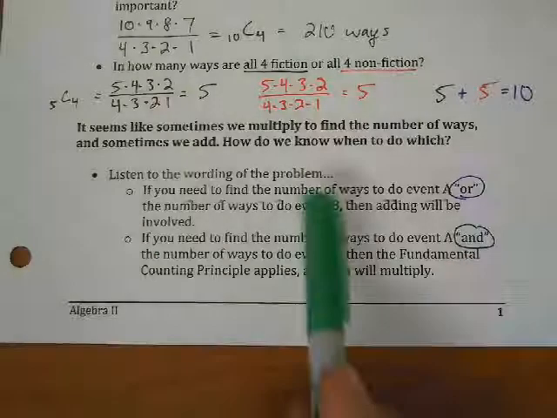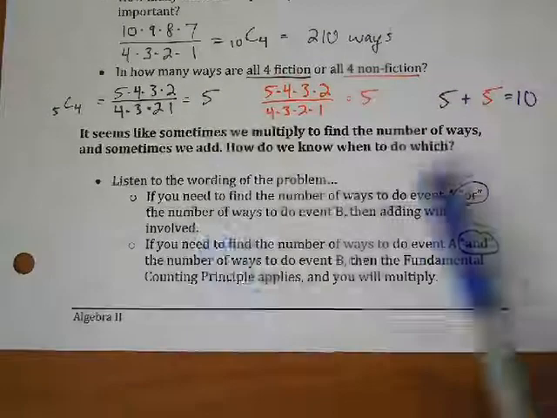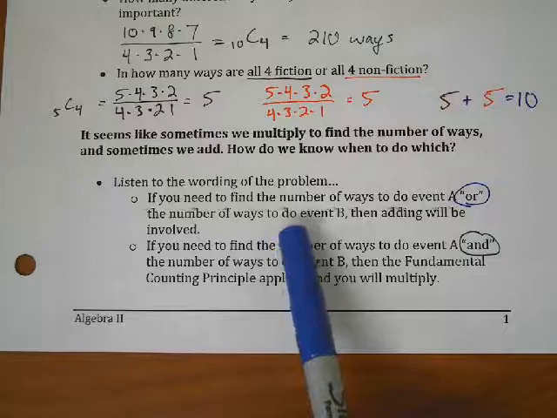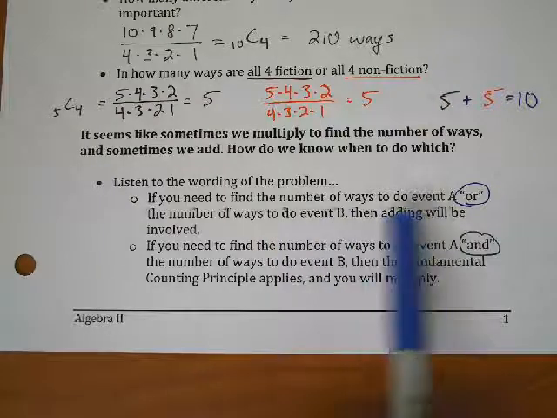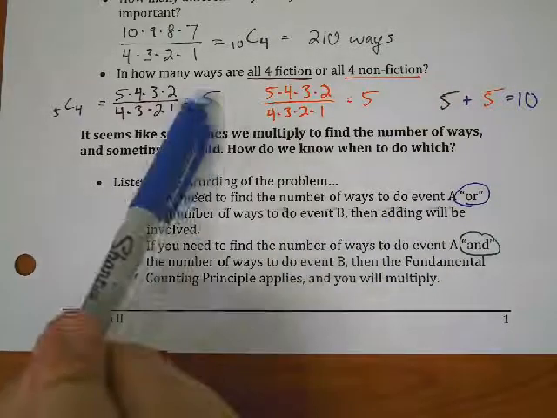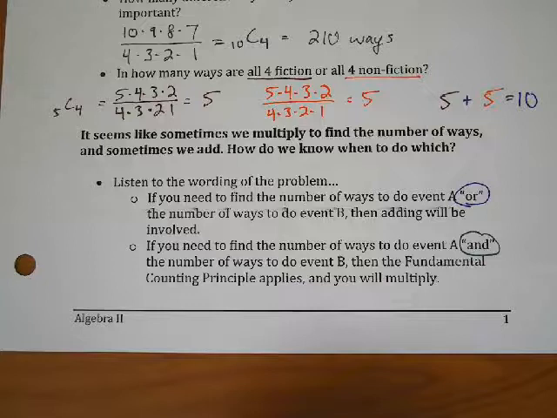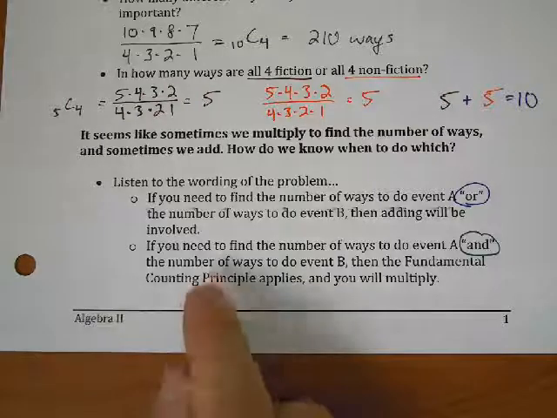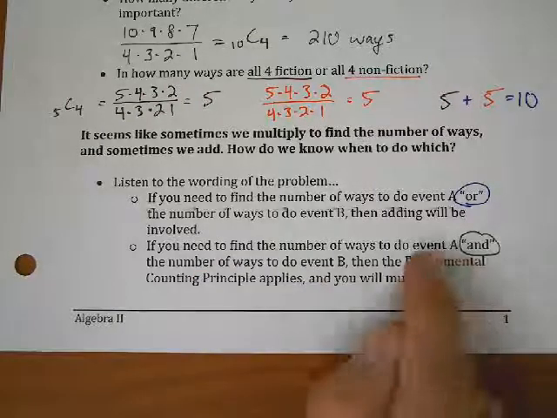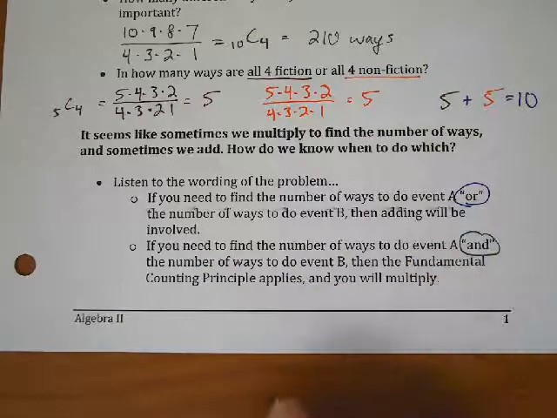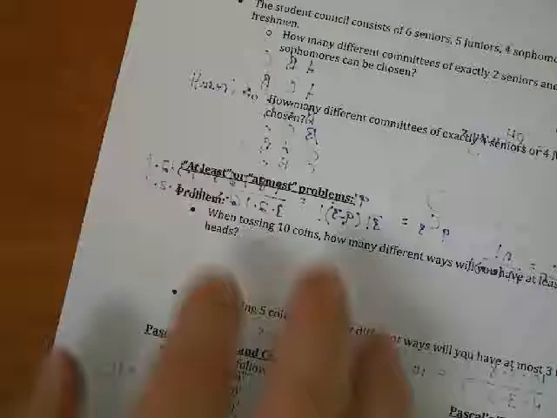If you need to find a number of ways to do event A or event B, then you just add the total number of ways you can do each. Sort of like we just did in this previous problem up here. But if you look for the number of ways to do event A and to do event B, then we use the fundamental counting principle and we're going to multiply those two results. So I'll show you an example, one nice example here of what I mean by that. Before we move on.